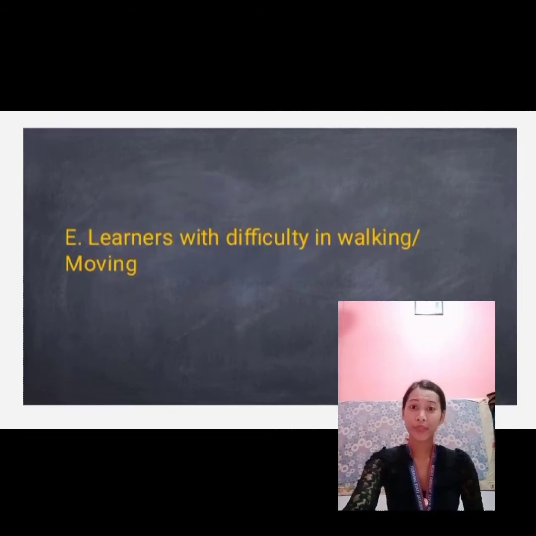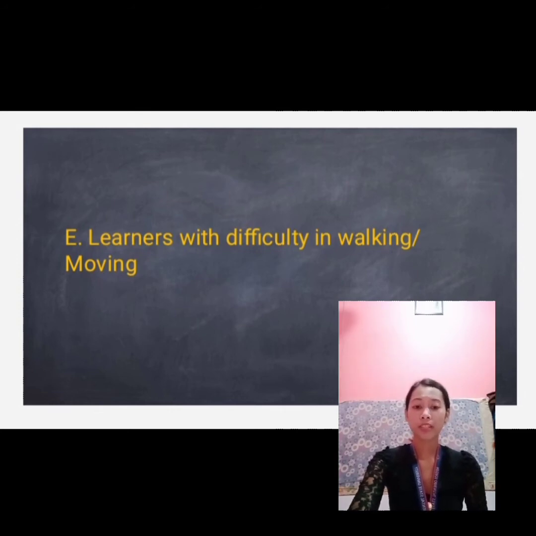Now, let's proceed to the next slide, which is learners with difficulty in walking and moving. When a child has difficulty in walking and moving, the physical domain of development is affected. In the next slide, I will show you the physical disability that can cause difficulty in moving.